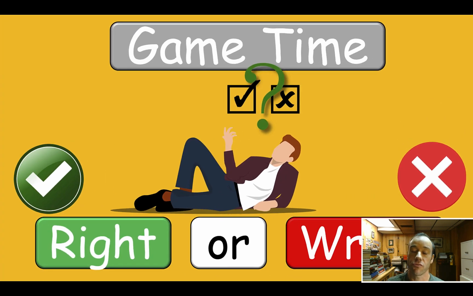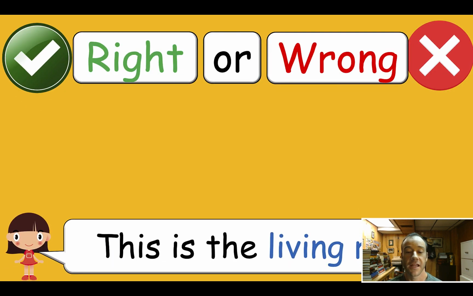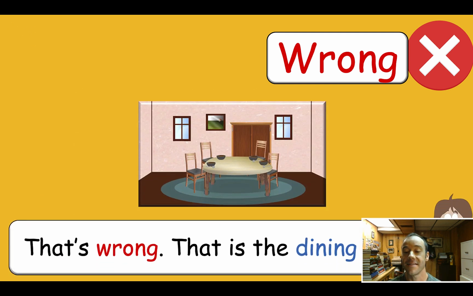Okay, the next game is called Right or Wrong. Right or wrong, or you can say right or wrong. Okay, right or wrong. This is the living room. And you can have the whole class say it together. This is the living room, and then show it. No, that's wrong. That is the dining room. So this is the language you want to teach them. That's wrong. That is the dining room.